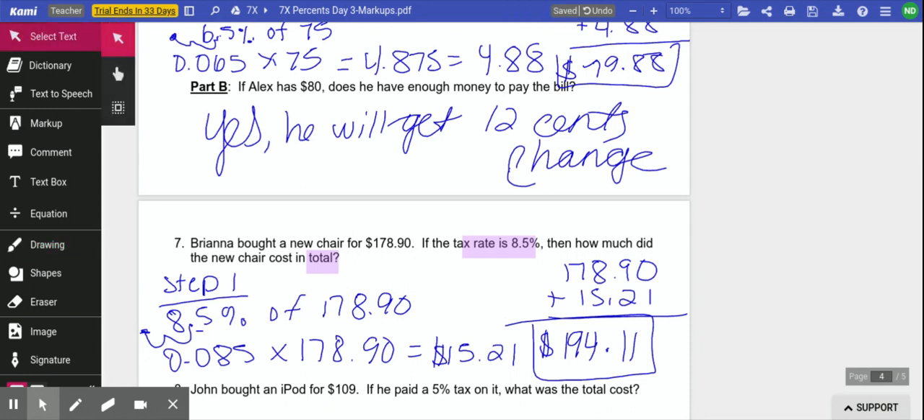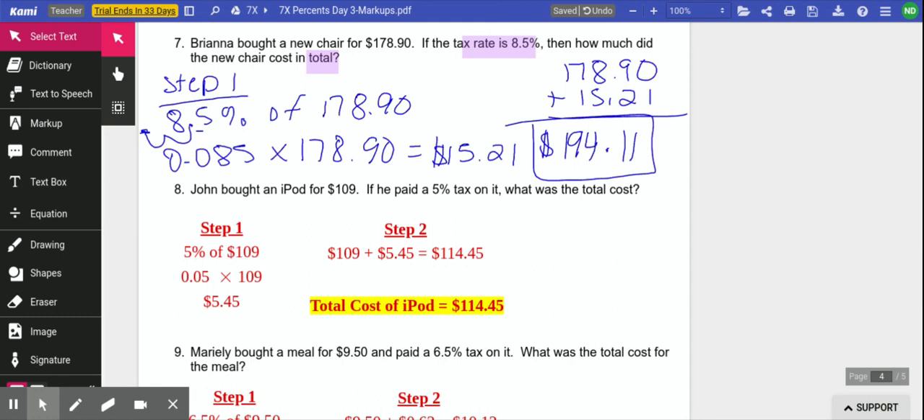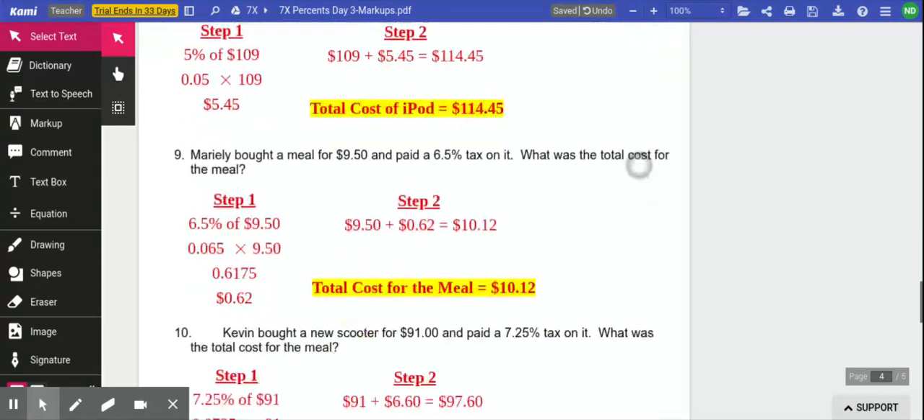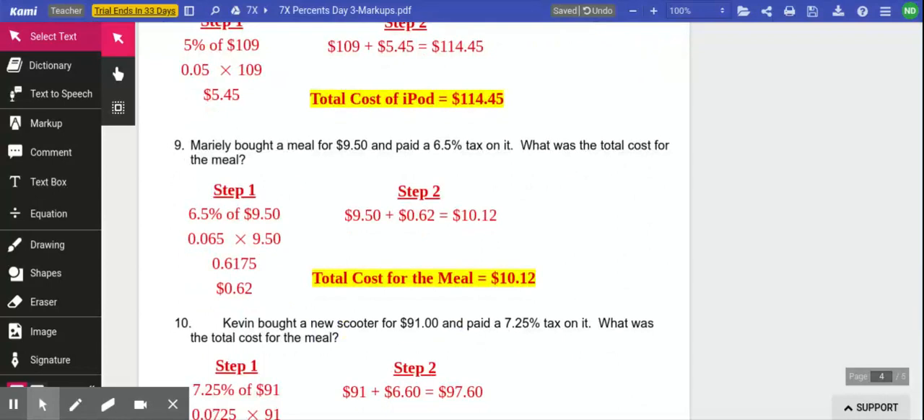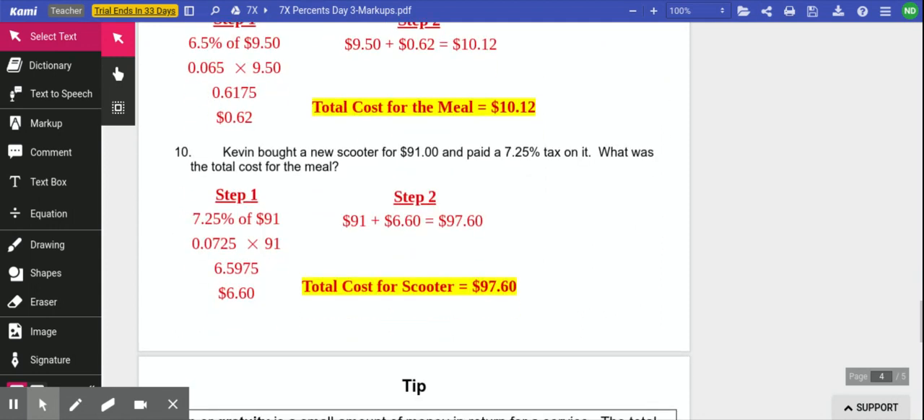Okay, again, pause the video and try 8, 9, and 10 on your own, and then check your responses. Okay, number 8, you should have determined that the total cost of the iPad was $114.45. Number 9, you should have determined that the total cost of the meal was $12.10. And number 10, the total cost for the scooter was $97.60.